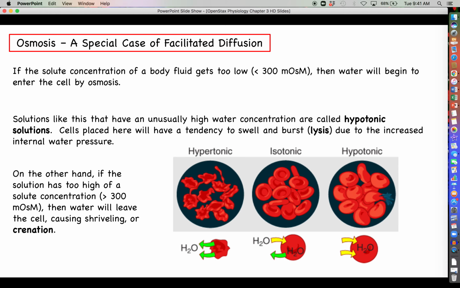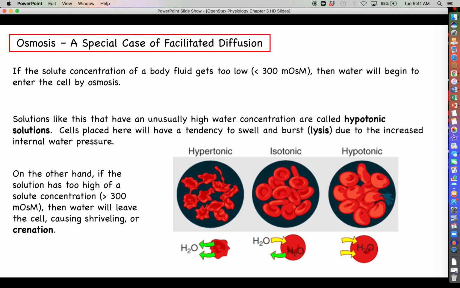The opposite scenario would be if the extracellular fluid has an osmolarity that is too high, meaning much greater than 300. Water will instead leave the cell, and that causes the volume of the intracellular compartment to go down. The cell will appear to shrivel up, and that is called crenation. So lysis for hypotonic solutions and crenation for hypertonic solutions. Both are bad and both are very detrimental to the ability of red blood cells to do what they're supposed to do.